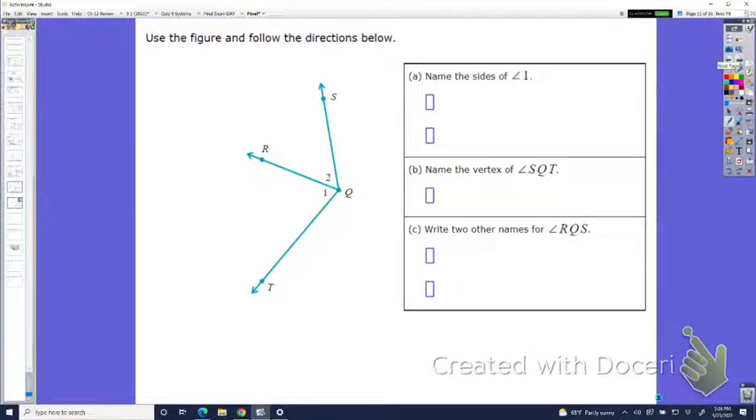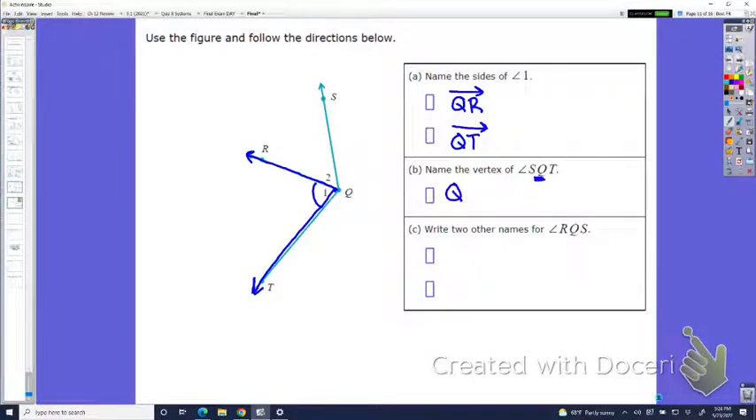Next up, you have to name the sides of angle 1. So that's talking about this angle here that is made up of two rays. Ray QR, notice you have the endpoint first, and ray QT. So those must start with the vertex point. So name the vertex of SQT. And that is the middle letter, Q.